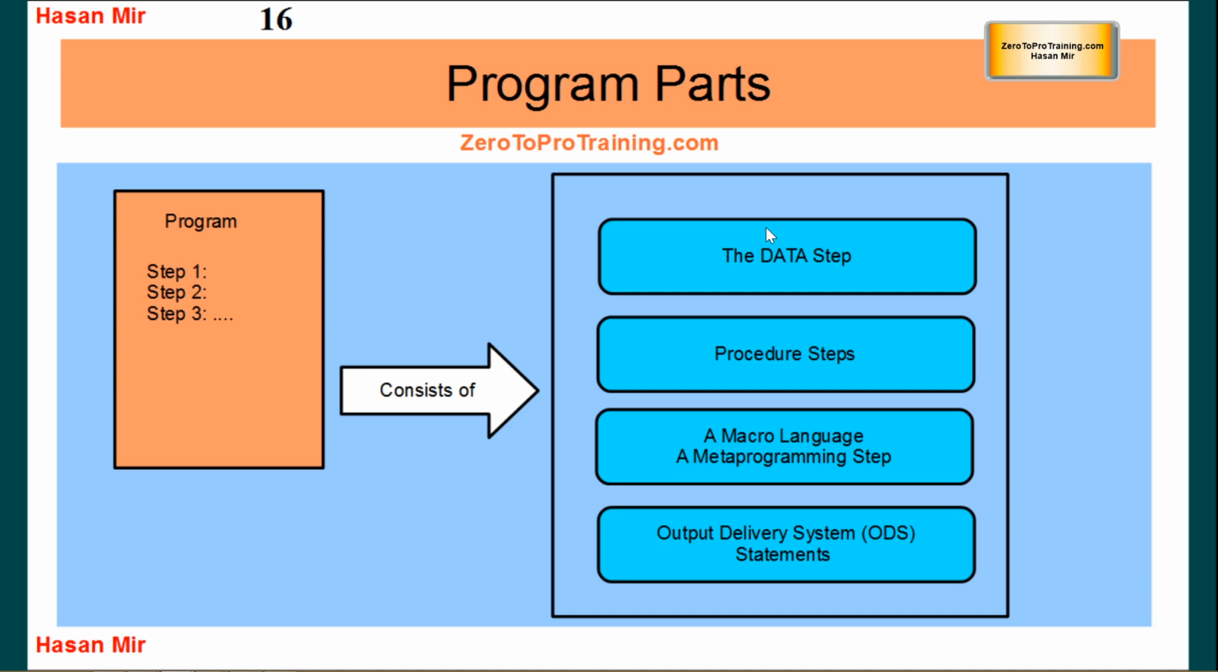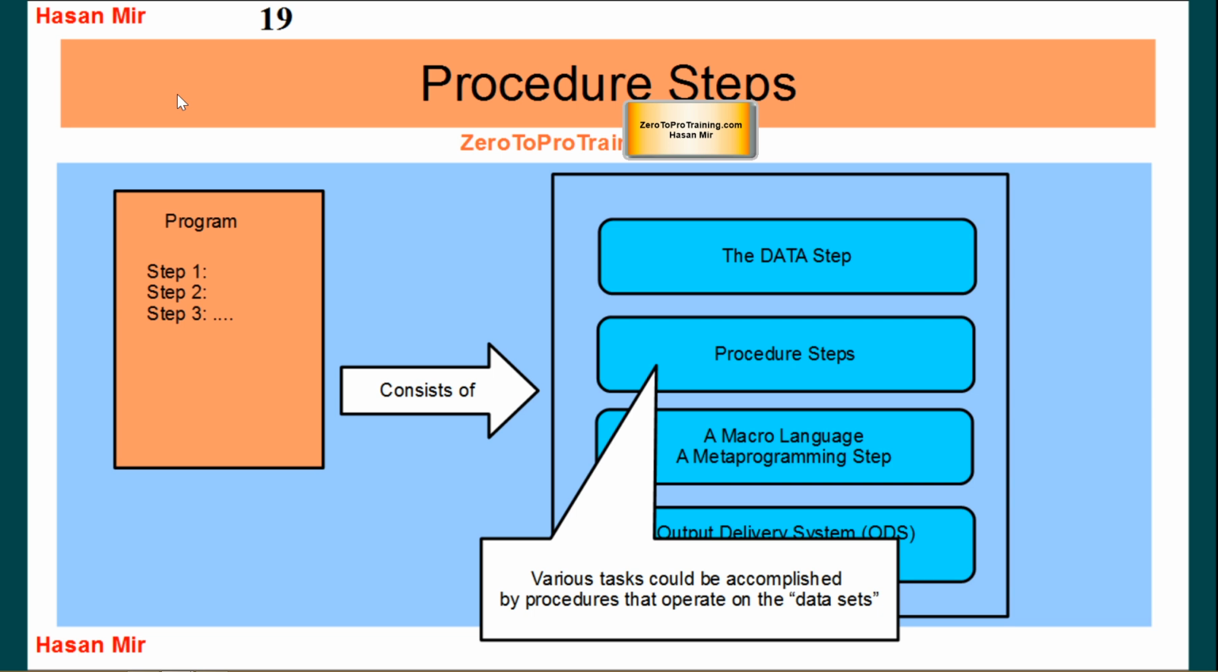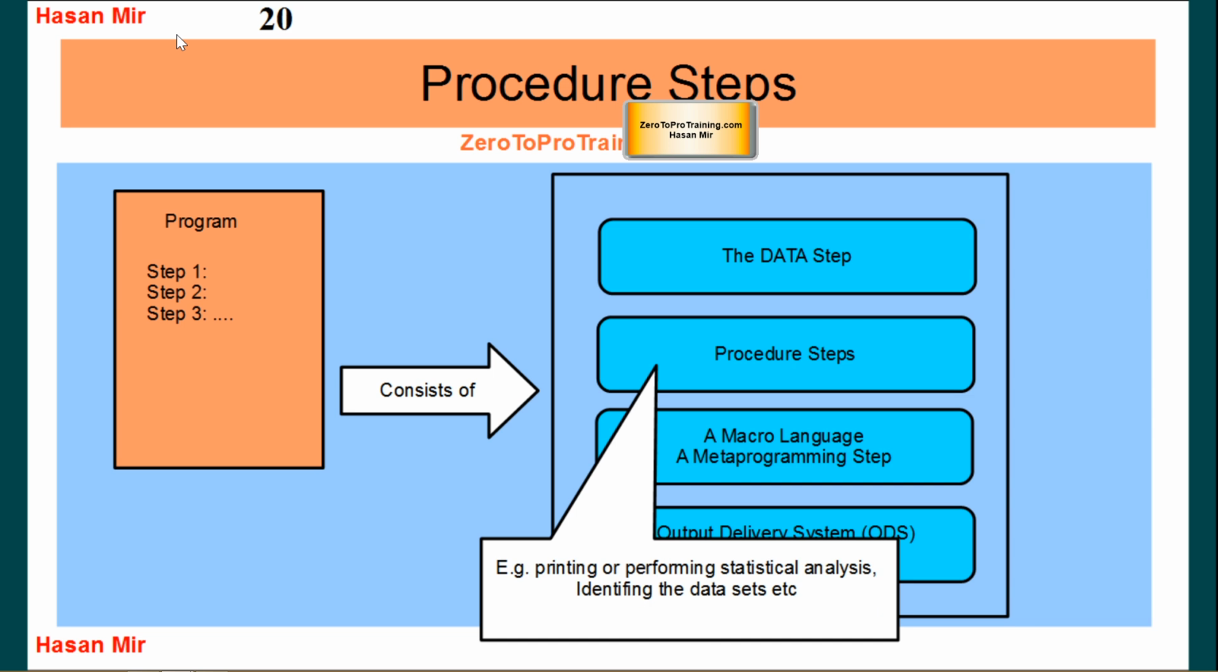So let's talk about the data step part. This part automates the process of opening and reading data files so that programmers could focus on core programming. You can consider this as a 3GL language. Various tasks could be performed by procedures that operate on data sets. Examples would include printing or performing statistical analysis, or it could be as simple a task as identifying the data set.